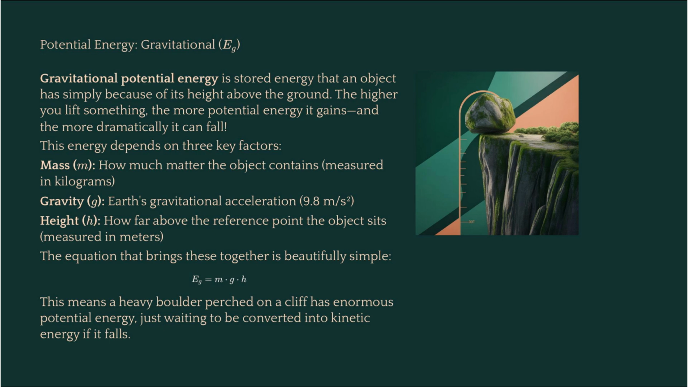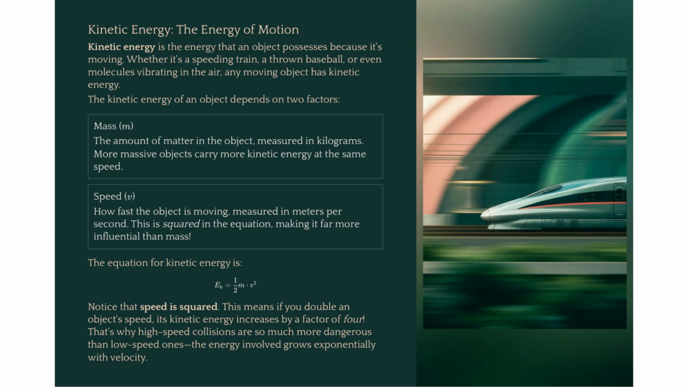Let's focus on one type of stored energy, gravitational potential energy. Imagine holding a heavy book high above your head. It's not moving, but it certainly has the potential to do work if you drop it. That stored energy is proportional to the object's mass, the acceleration due to gravity, and its height. This is why a wrecking ball, when pulled high above the ground, has a huge amount of stored energy, ready to be unleashed.